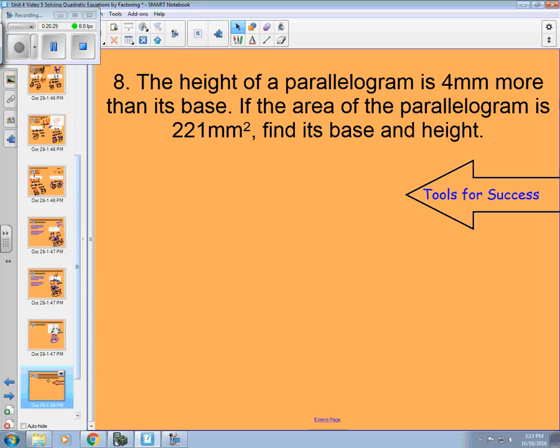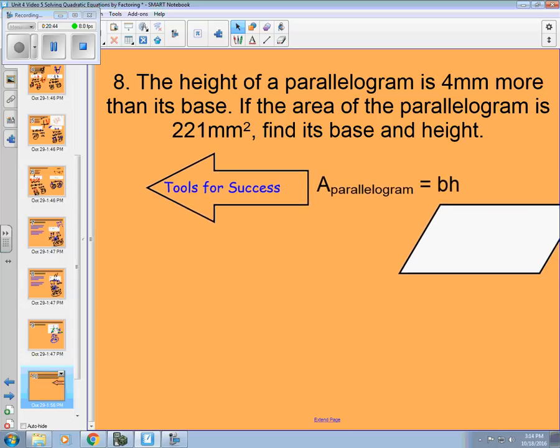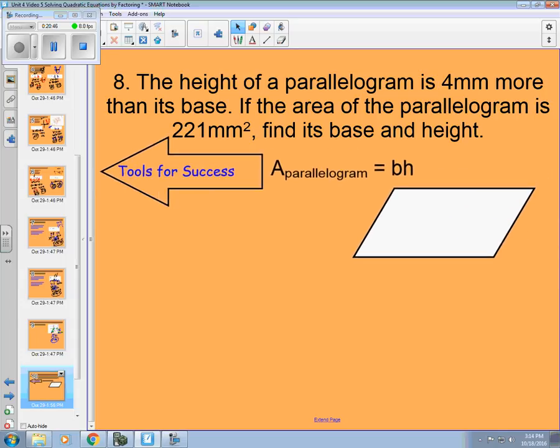Okay, a couple geometry ones to end here. You could also use some geometry when doing some of these problems. It says the height of a parallelogram is 4 millimeters more than its base. If the area is 221 millimeters squared, find its base and height. Well, think back, you've looked at parallelograms back in geometry. We know that the area is the length of the base times the perpendicular height.